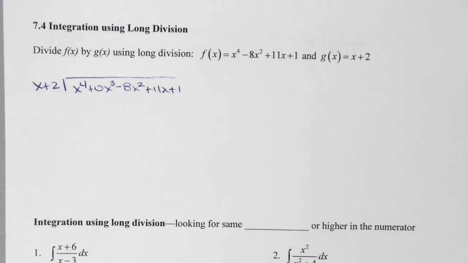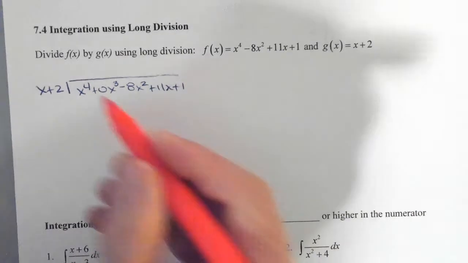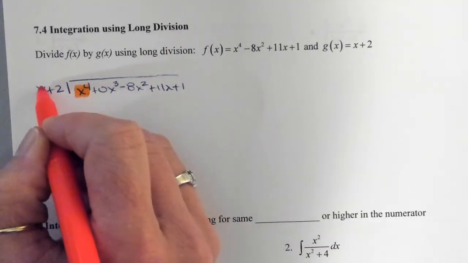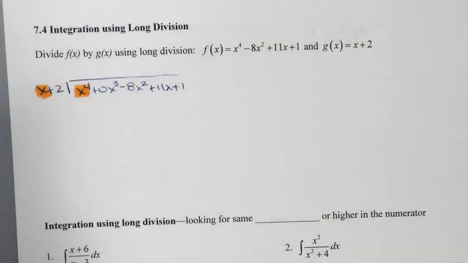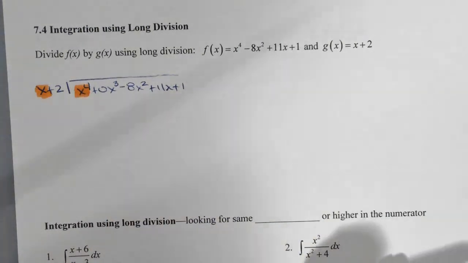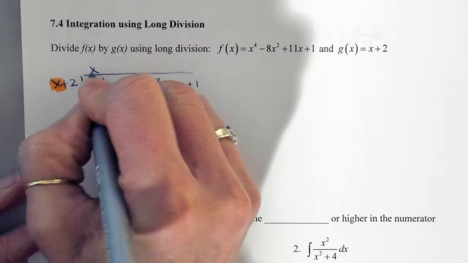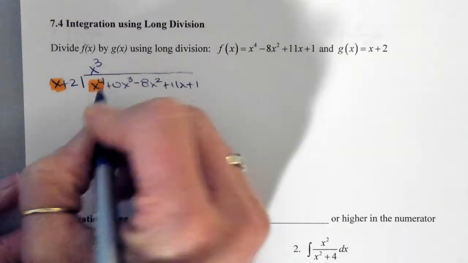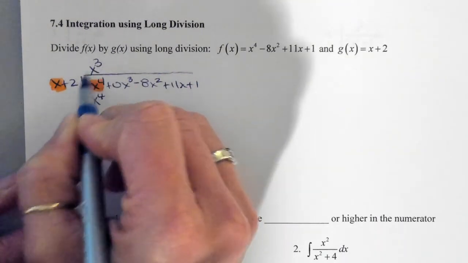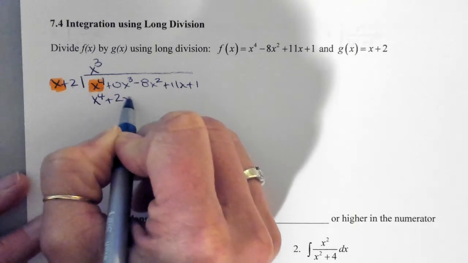Okay, so when you divide, you're actually going to divide the first term on the inside by the first term on the outside. So what is x to the fourth divided by x? X to the third. So we'll put x cubed up here, and then you take x cubed times x, which is x to the fourth. X cubed times 2x is 2x cubed.